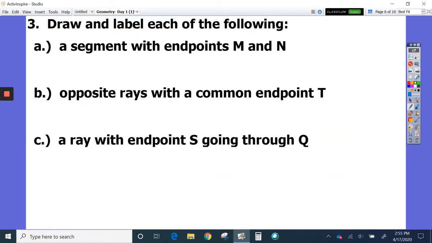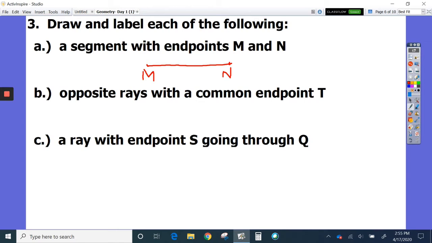Now let's try to draw a segment with endpoints of M and N. So we know a segment is basically a line with two endpoints. So we've got a point here, we've got a point here. We'll label this point as M and this point as N. And now we know that we have a segment with endpoints M and N.